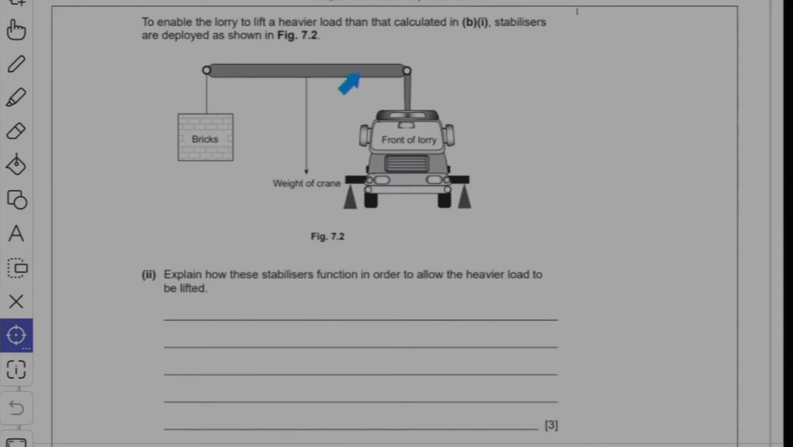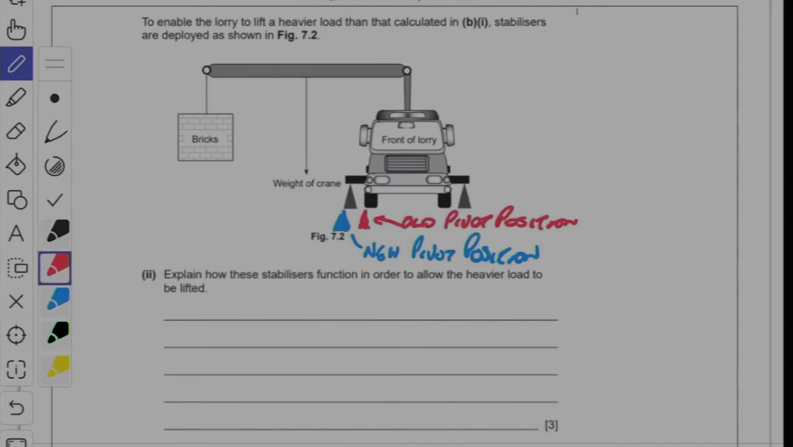So that's going to shorten the distances to the weight of the crane and the weight of the bricks, while simultaneously increasing the distance to the weight of the lorry. So the lorry's going to have a bigger moment, and the crane boom and the bricks are going to have a smaller moment, and that's really what you want to get down to in your description. So you're moving the pivot, that increases the moment of the lorry and decreases the moment of the bricks and the weight of the crane. And it does no harm to add to your diagram showing that you recognize that the pivot has moved with the addition of these stabilizers.